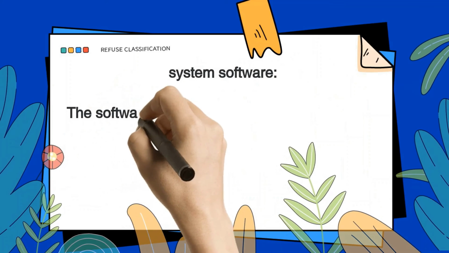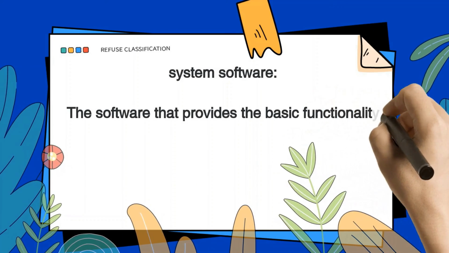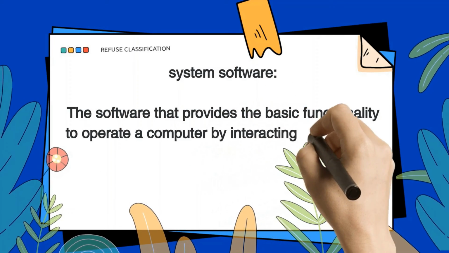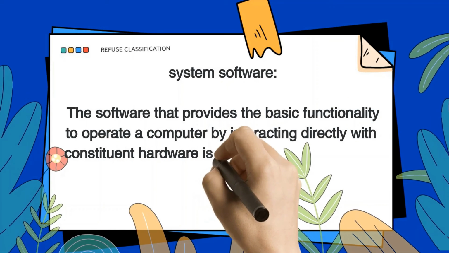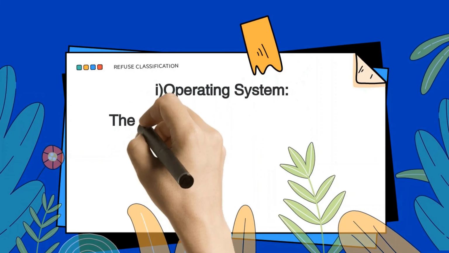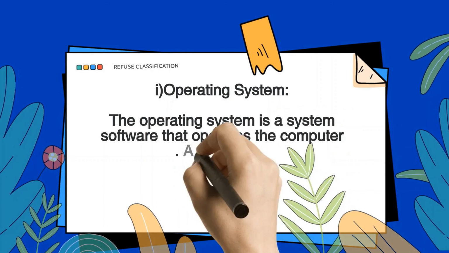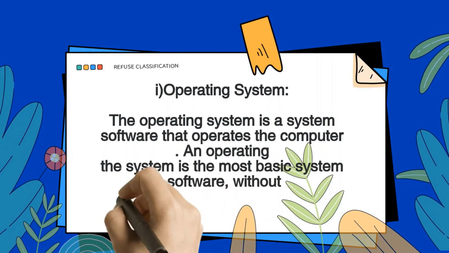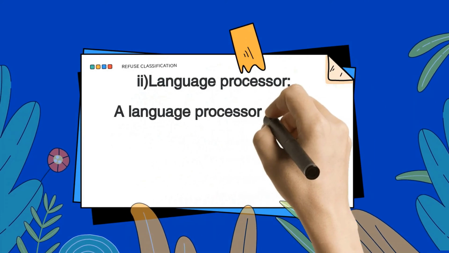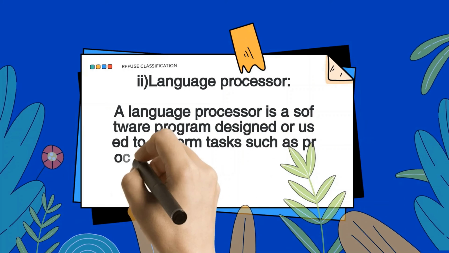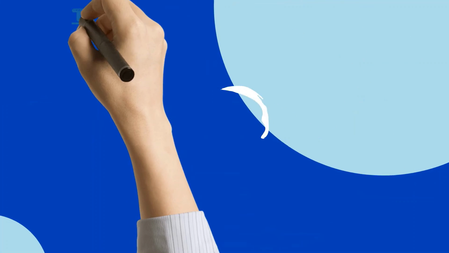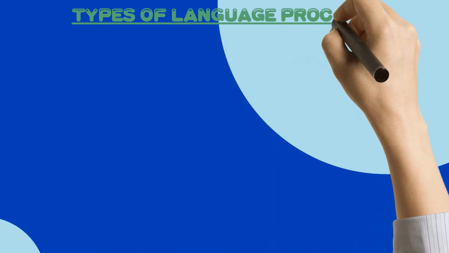Software is divided into system software and application software. System software provides basic functionality to operate the computer by interacting directly with the constituent hardware. System software is classified into operating system and language processor. Operating system is a system software that operates the computer. The language processor is a software program designed for processing program code into machine code. The language processor also has its types.